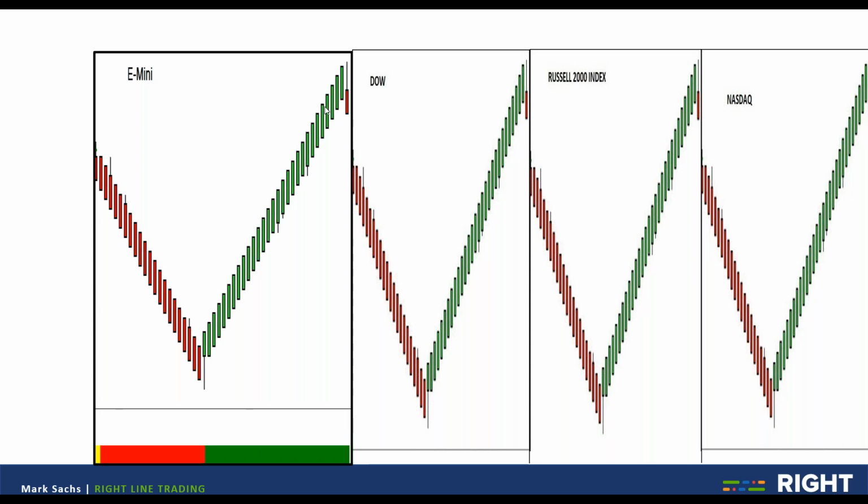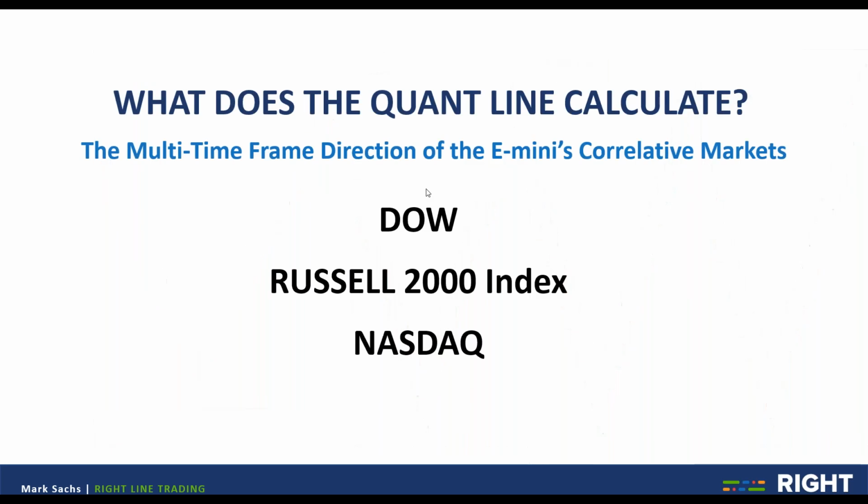So if you take a trade long on the E-mini, and the Dow is heading long on a multi-time frame basis, the Russell's heading long on a multi-time frame basis, the NASDAQ's heading long on a multi-time frame basis, momentum is heading up on a multi-time frame basis, and order flow is heading up on a multi-time frame basis, what's the likelihood you're going to get blown out of the trade? Well, slim and none. And now these are the correlative markets.